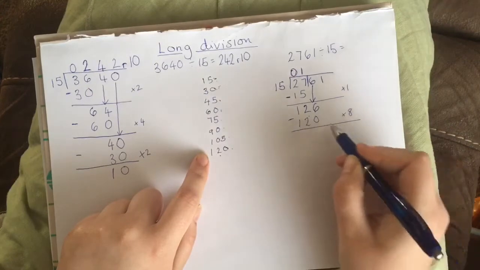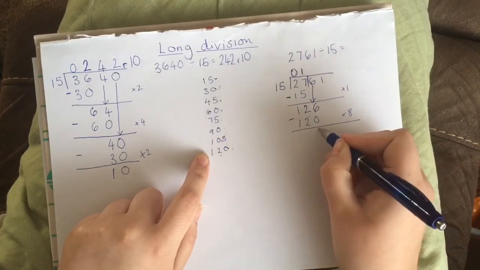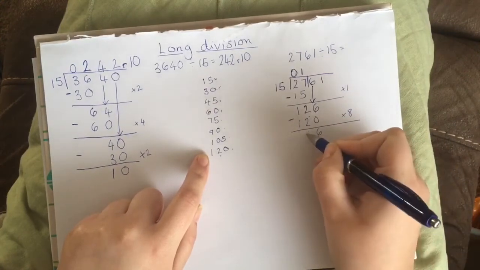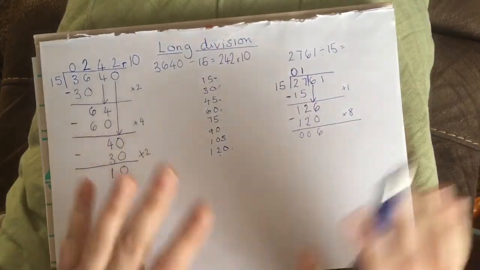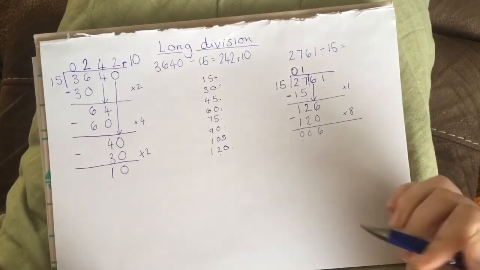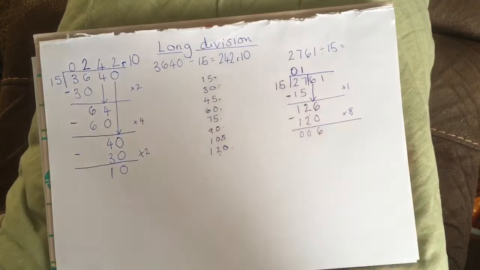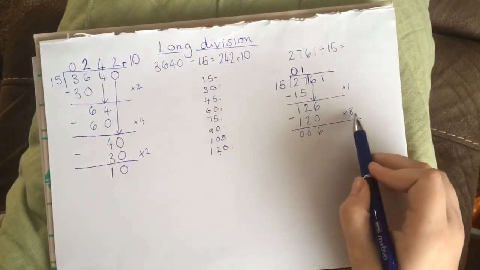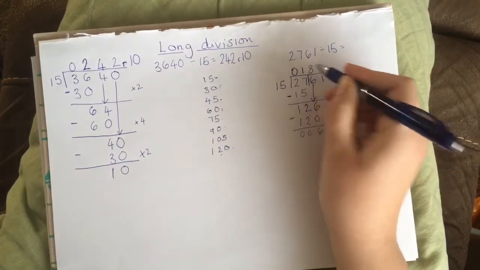So now I need to take away. So 6 take away 0 is 6. 2 take away 2 is 0. And 1 take away 1 is 0. You don't have to write the zeros if you don't want to. Sometimes people like it, it helps them keep track of where they are. So that means that I've just got 6 left over, which is great. It means that I have less to work with on the next one. Okay, so now I did 8 times 15 here, so an 8 goes up here.